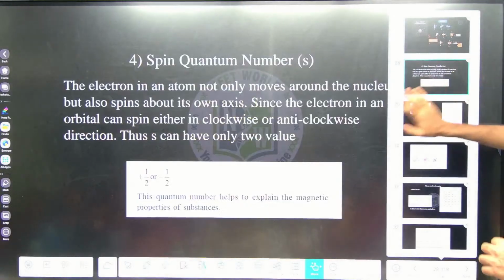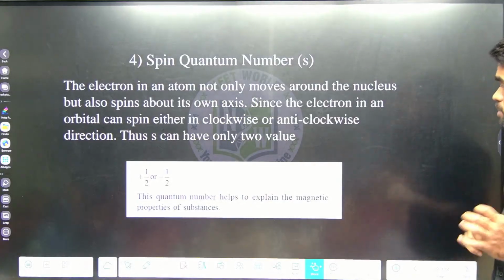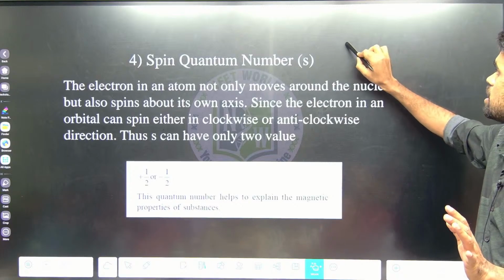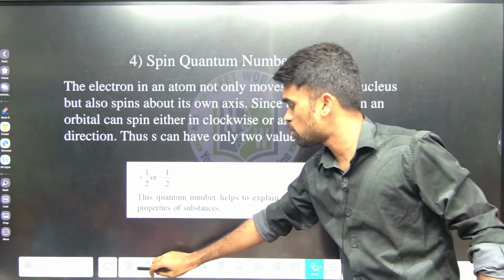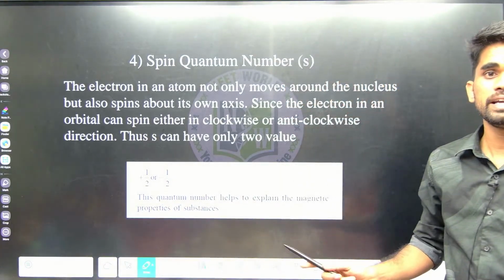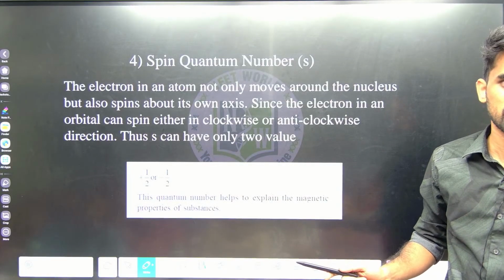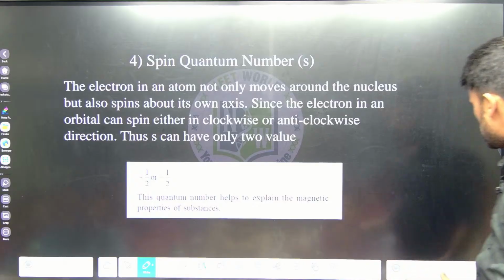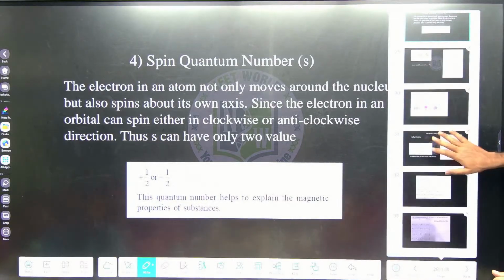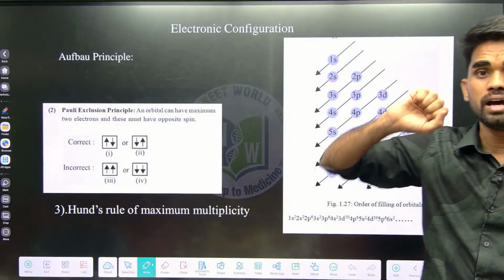Okay, next one, spin quantum number. They say that an electron has 2 possible spins, clockwise and anti-clockwise. You can write clockwise with a plus sign and anti-clockwise with a minus, or vice versa. That's it. So now, using these 4 quantum numbers, we need to fill the electrons in the atoms.